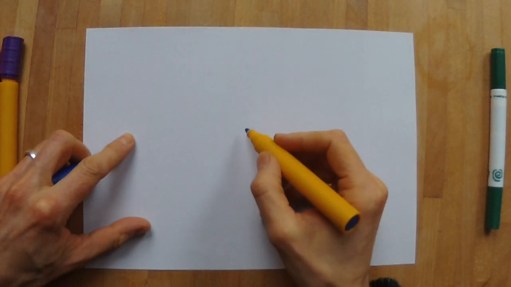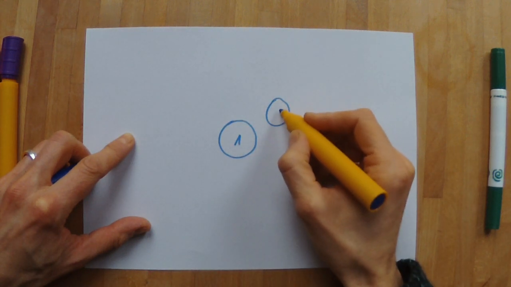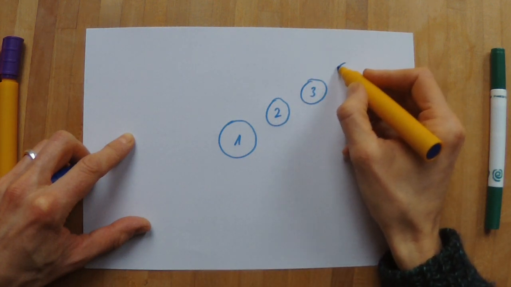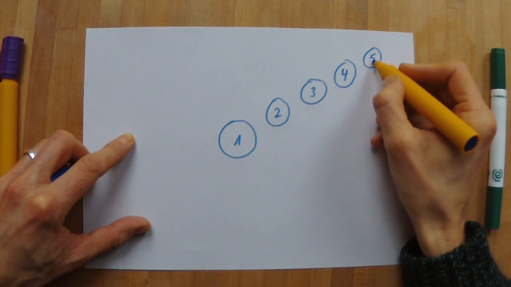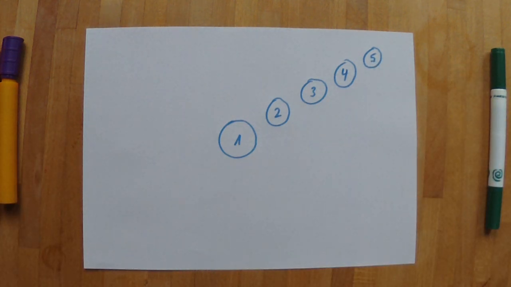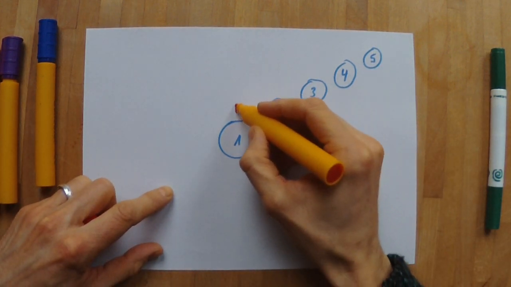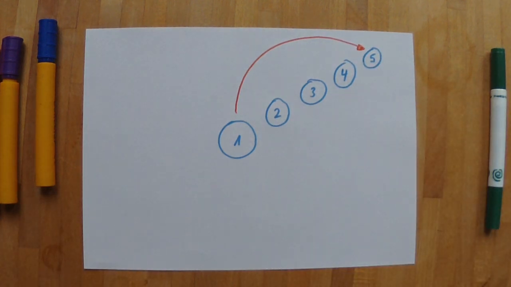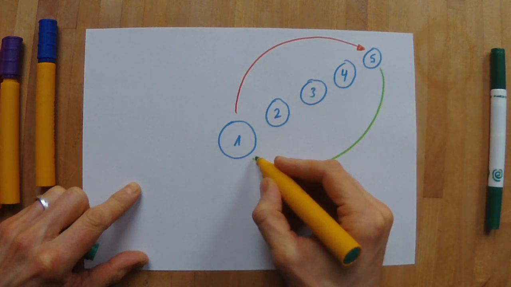I choose a scale. Scale degree 1, 2, 3, 4, 5. Jumping from 1 to 5. And back from 5 to 1.